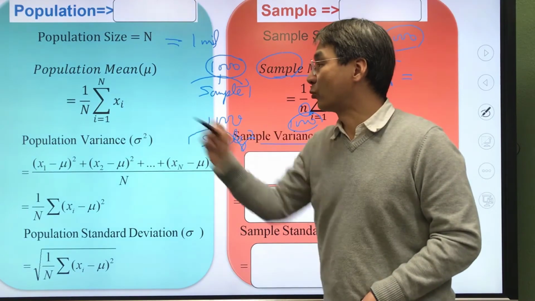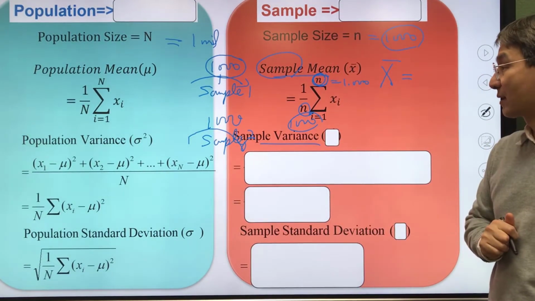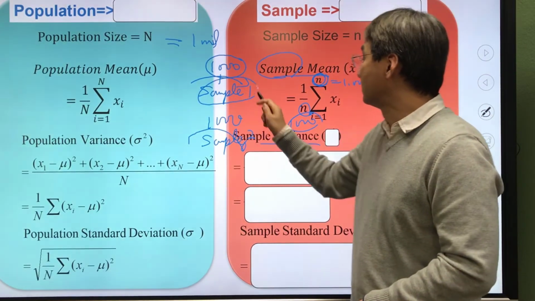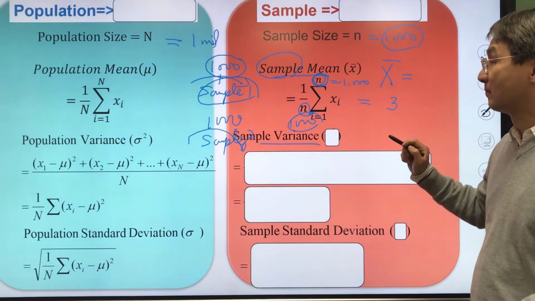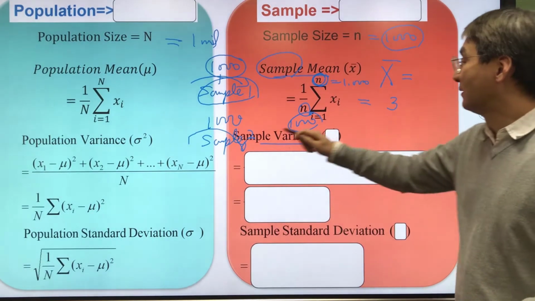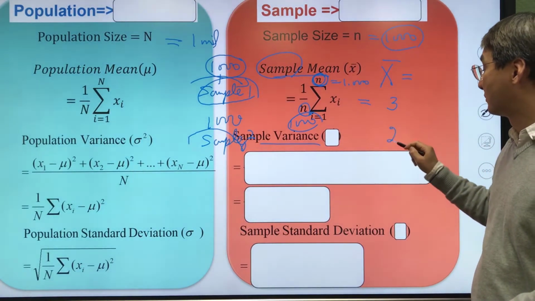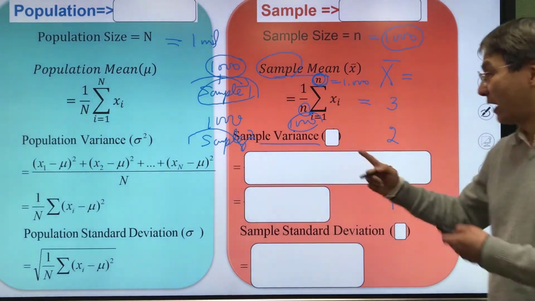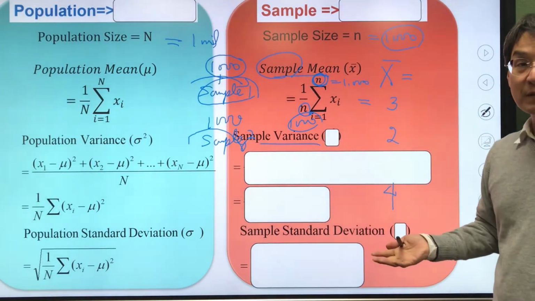However, the population size is 1 million. The small n represents the sample size. So if you have a first sample, the mean could be some number. Let's just say this is a 3. And the second sample mean could be different. It could be 2. And for sample 3, it could be 4. So every time we have a new sample, the sample mean could be different.